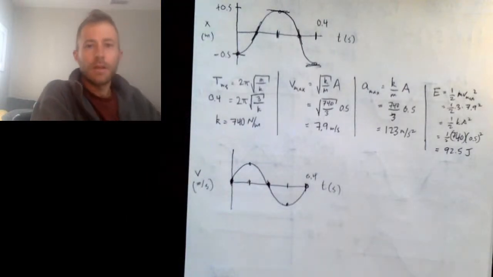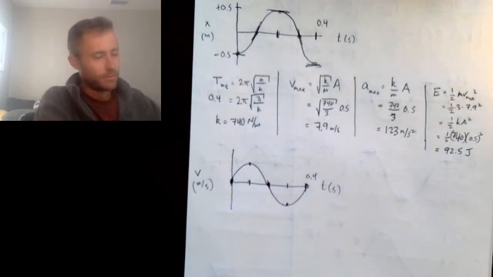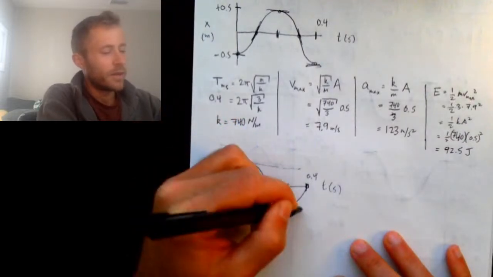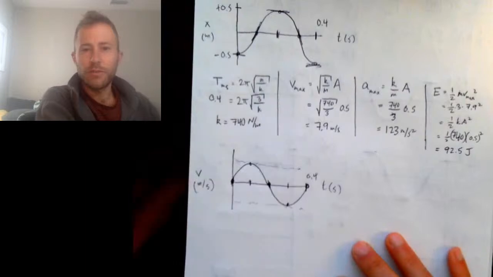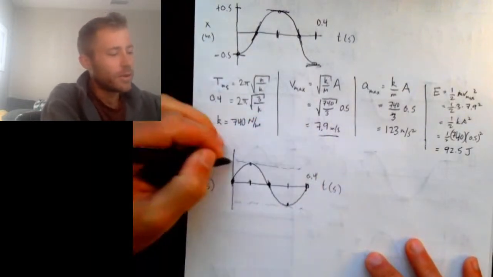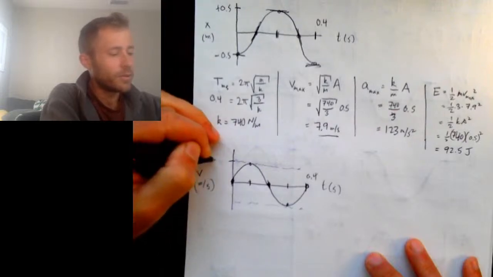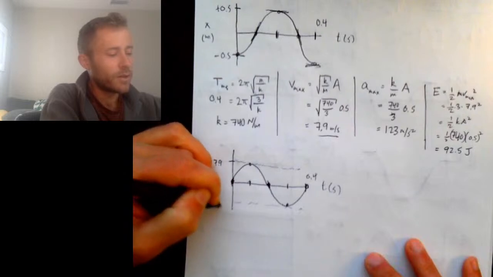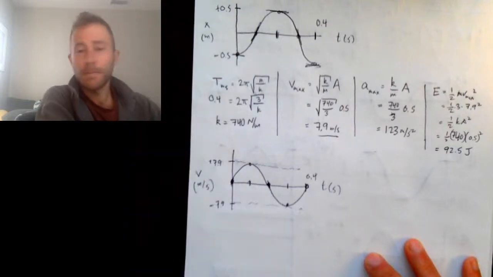All right, so now I have the general shape, and now I have to figure out what it wiggles between, and I already did that calculation because I found that Vmax is 7.9, so we're going to use that number, and the velocity wiggles between plus 7.9 and minus 7.9 meters per second.